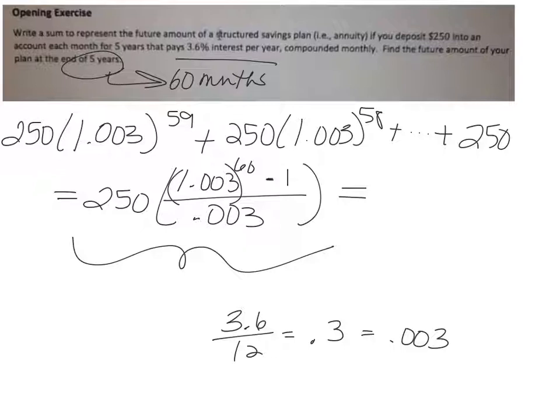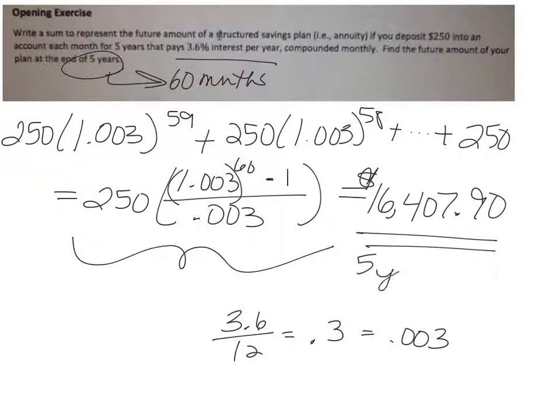If we crunch all those numbers, that gives me $16,407.90, right? So the amount in the account after 5 years would be $16,407.90. Awesome. Now let's get into the lesson, see where we apply this knowledge, apply these equations to buying a car.